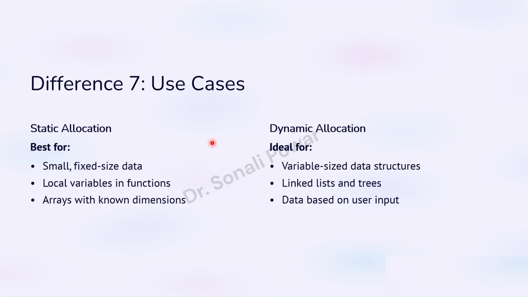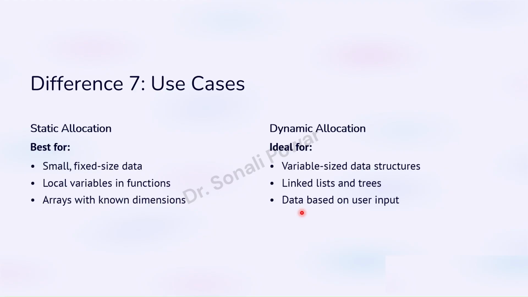Now the last difference is when I can use static allocation and when I can go for dynamic allocation. When there is a small and fixed size of data, you can go with static allocation, or for local variable arrays, when you know in advance the dimensions of that array, you can go with static allocation. And in case of dynamic allocation, when there is a variable size of the data structure, you can use dynamic allocation with linked lists, trees like that.